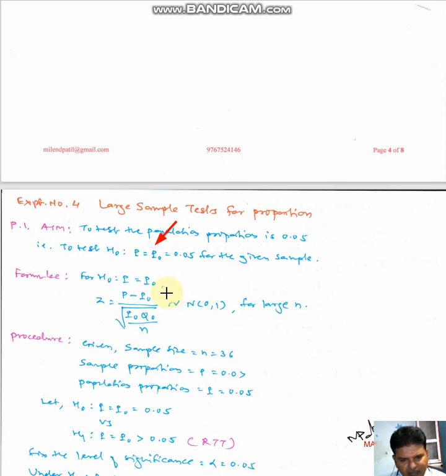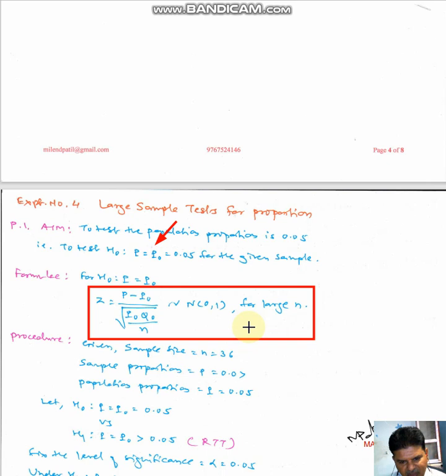What is the formula? The formula is Z is equal to P minus P naught divided by square root of P naught Q naught divided by N, which follows normal 0, 1 for the large sample case. So what is the value of Q naught? Q is 1 minus P. P is the probability of success whereas Q is the probability of failure. So likewise we can understand.